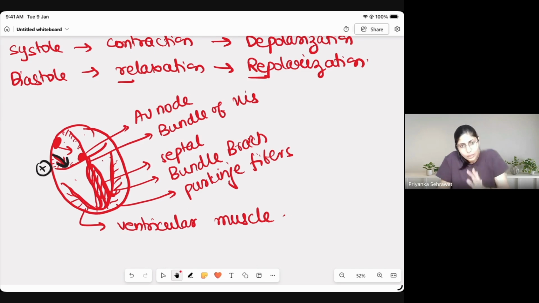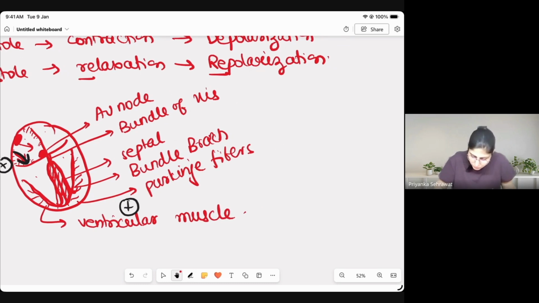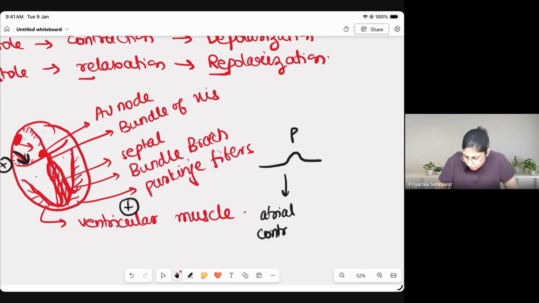Now, when the atria contract and this net charge goes left and downwards, which is actually the net positive charge going towards the positive axis, we get a positive deflection, and a small deflection. Why small? Because the atrial muscles are small muscles, small myocytes, right? Fewer myocytes, less muscle. So we get a small deflection. This deflection is your P wave. Okay, so what does the P wave signify? The P wave signifies atrial contraction.